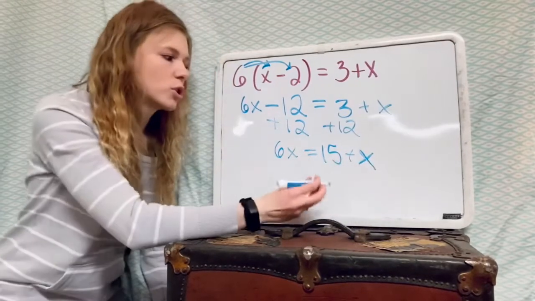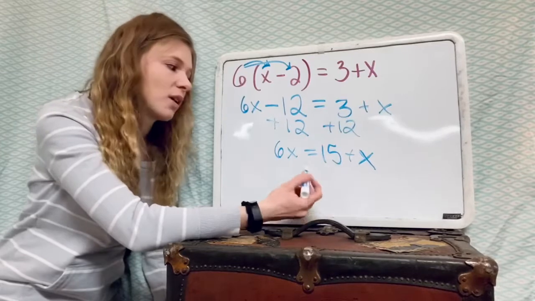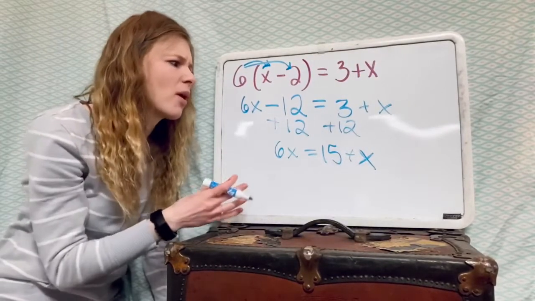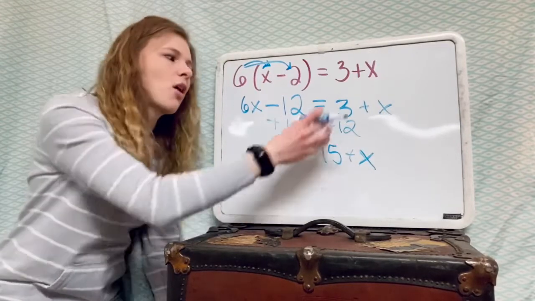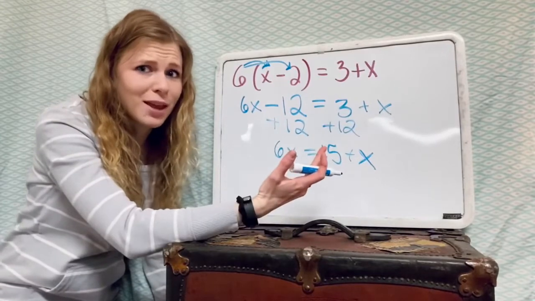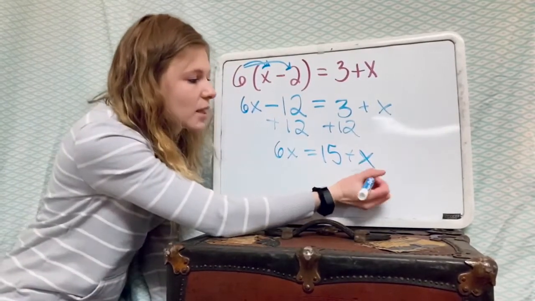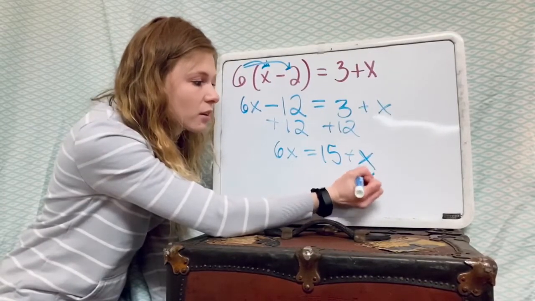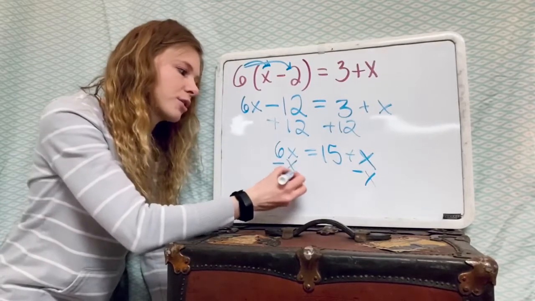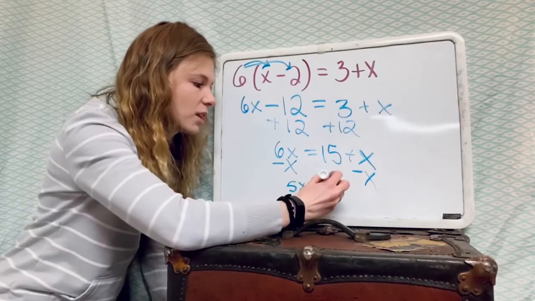Now what I'm going to do is combine my terms that have the same variable. 6x and x can be combined. I want to keep all my variables on this side, all my numbers on this side. I want them to be on separate sides to make my life easier to find my answer in the end. So what I'm going to do is move this x instead of moving the 6x. So I'm going to subtract x over here, subtract x over here. So I'm left with 5x equals 15.